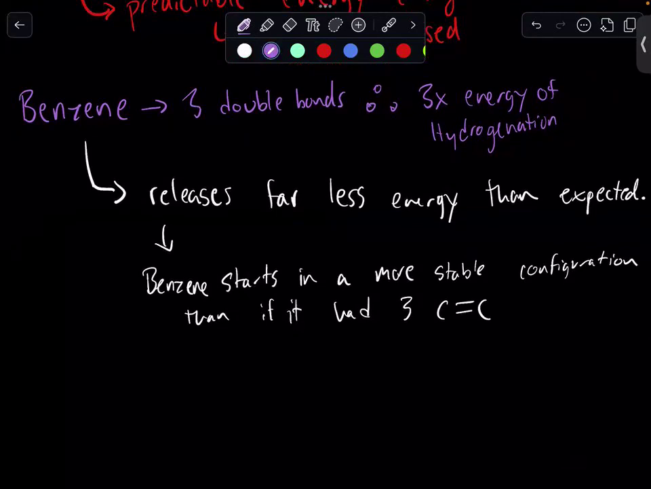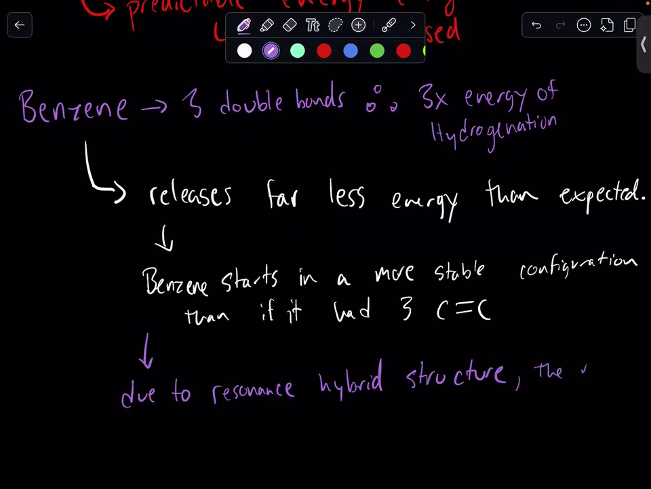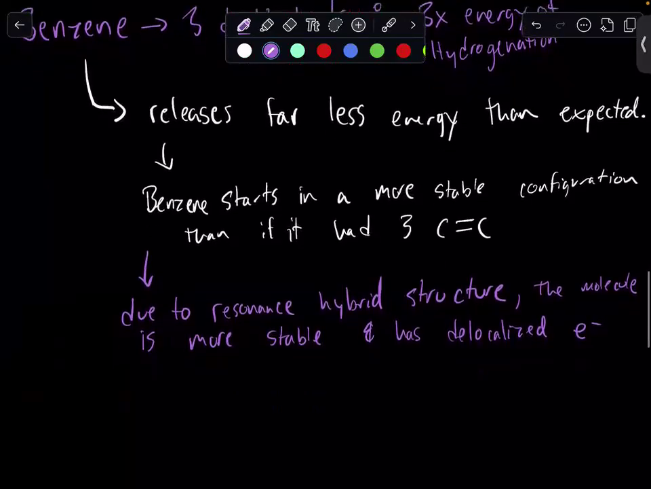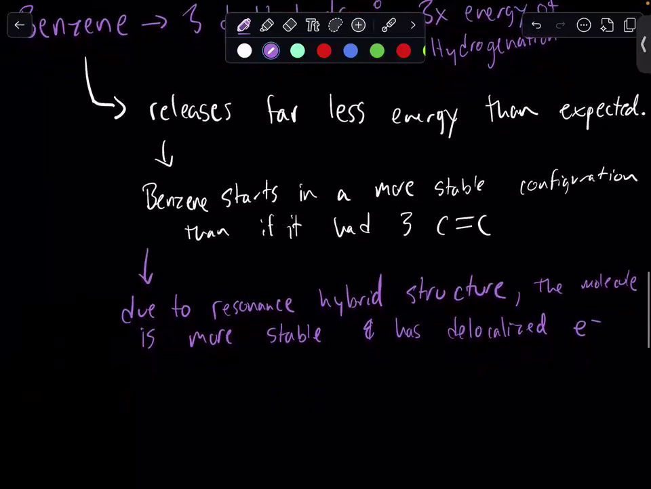What was proposed and is true is that due to resonance hybrid structure, so that structure that we will be drawing in a little bit, the molecule is more stable and has delocalized electrons. Kind of very similar to what we learned about graphite and graphene with those delocalized electrons. However, it's even more stable than that.